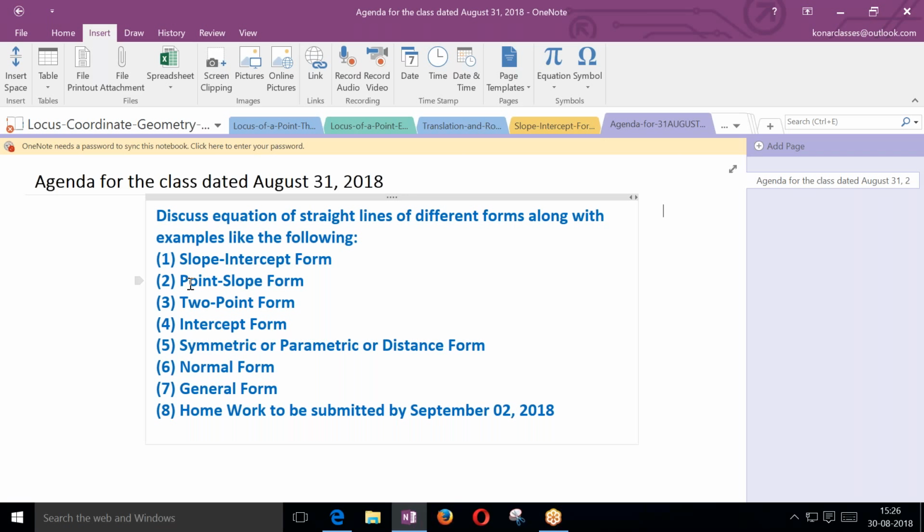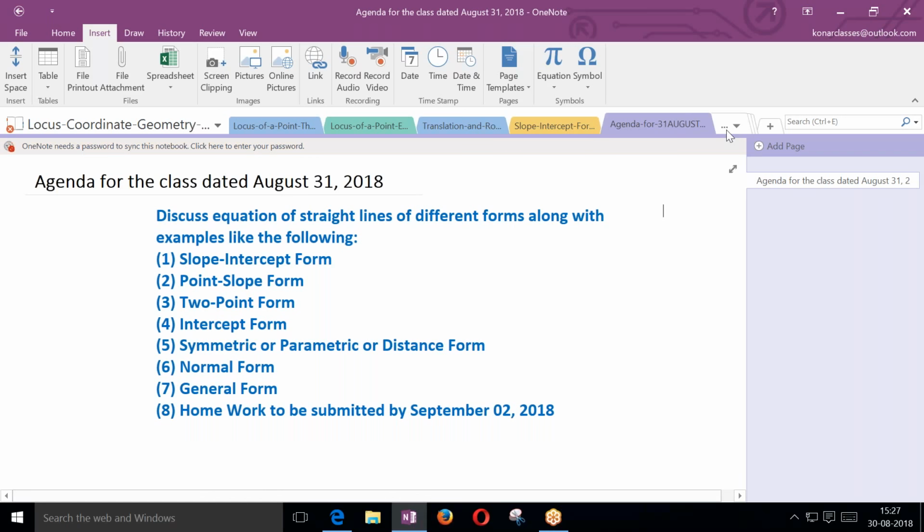Then the fifth one is symmetric or parametric form. There we will see how 2 pieces of information are given in a little indirect manner. Sixth one is normal form. There 2 pieces of information are given: the length of the perpendicular distance from the origin to the straight line, and how much angle that perpendicular, which is known as the normal, makes with the positive direction of the x-axis. That is called normal form. Then the seventh one is general form, which can be converted to any of the 6 forms we just mentioned.